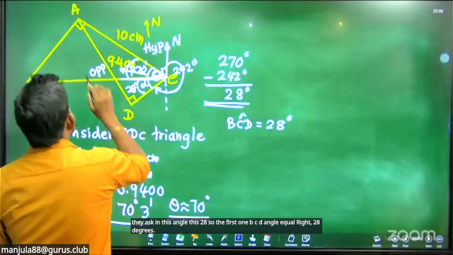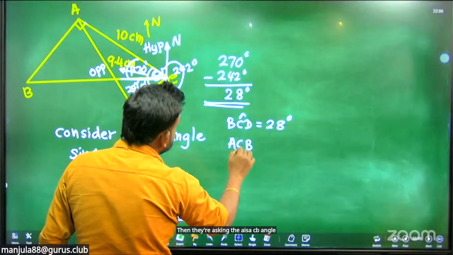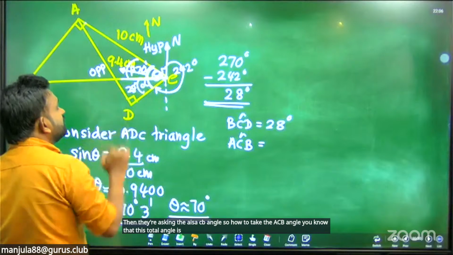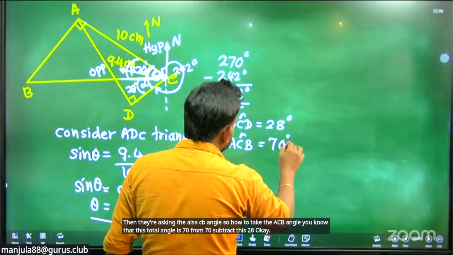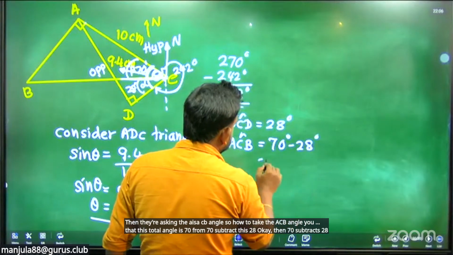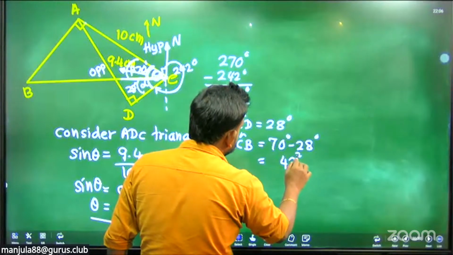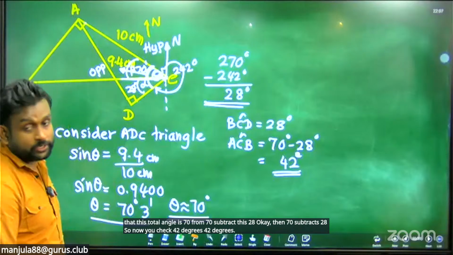Then they're asking the ACB angle. So how to take the ACB angle? You know that this total angle is 70. From 70 subtract this 28. Okay, then 70 subtract 28. So now you check, 42 degrees. 42 degrees. Okay, right.